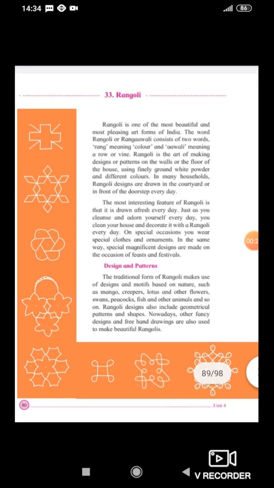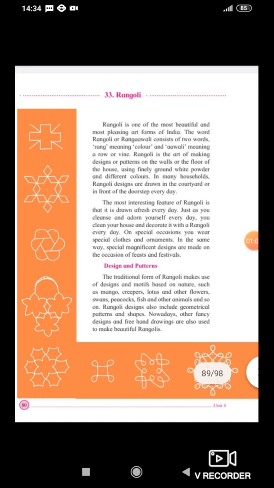Now dear students, you all know what is Rangoli. There are different art forms in India, and Rangoli is one of the most beautiful and pleasant art forms. Rangoli is an art which involves making designs or patterns on the walls or floors of the house, especially when Diwali is there.